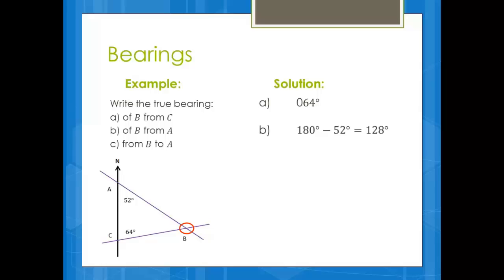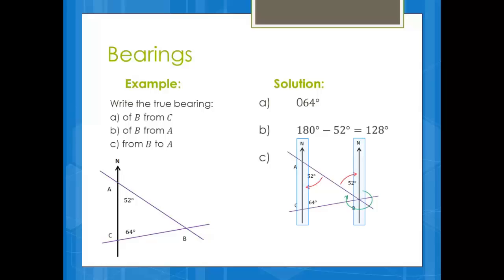In order to determine the bearing from B to A, we need to draw a north line through the point B. We now have a pair of parallel lines and can use our knowledge of angles in parallel lines to find the bearing of A from B. Alternate angles in parallel lines are equal, so we know that this angle is also 52 degrees. The bearing from B to A is then found by subtracting 52 from 360 to give us a bearing of 308 degrees.